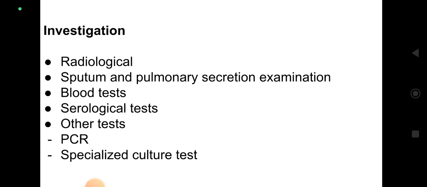Investigations include radiological investigations, sputum and pulmonary secretion examination, and blood tests, which include blood culture, ABG analysis, and total and differential leukocyte count, and serological tests to detect antibodies, and other tests like PCR and specialized culture tests.